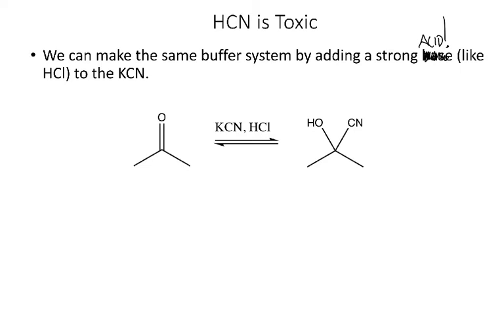Again, if you remember back from 1212, if I wanted to make a buffer, let's say I started with a solution with 1 mole of KCN. If I added half a mole of HCl, that would convert half of the CN minus into HCN, and I can achieve the buffer in the same way. So that's a way that we can get the same conditions without having to keep the toxic and volatile HCN around in the laboratory. So when I want to do this cyanohydrin formation, I like to use KCN and HCl as my reagents. So that's typically what you'll see me do.